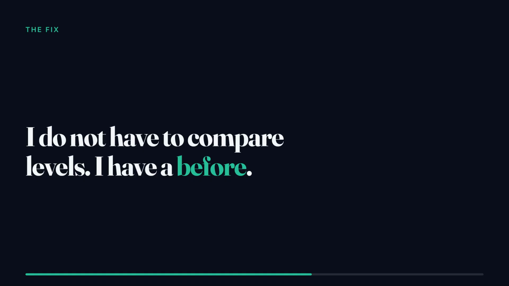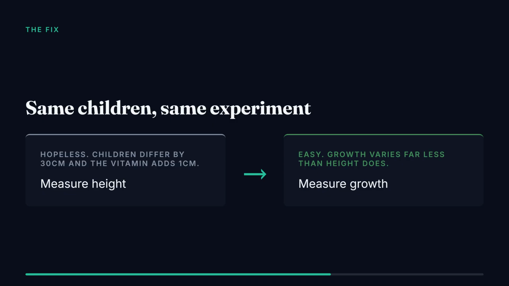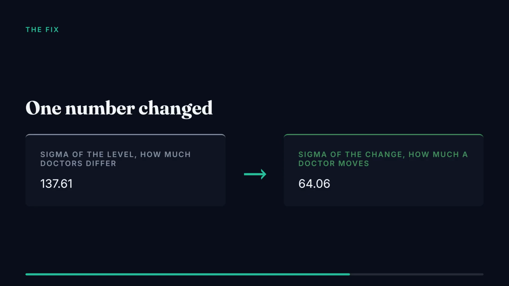Then I asked a plain question. I do not have to compare their levels. I have a year of history. I can measure how much each doctor changed. Think about testing whether a vitamin makes children taller. Measuring everyone's height at the end is hopeless because children naturally differ by 30 centimeters and the vitamin might add one. Measuring how much each child grew is easy. Growth varies far less than height does. Same experiment, different measurement. The standard deviation of the change is 64.06, not 137. Everything permanent about a doctor cancels out the moment you subtract.